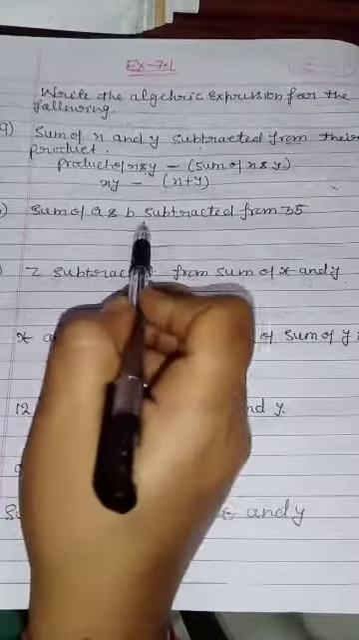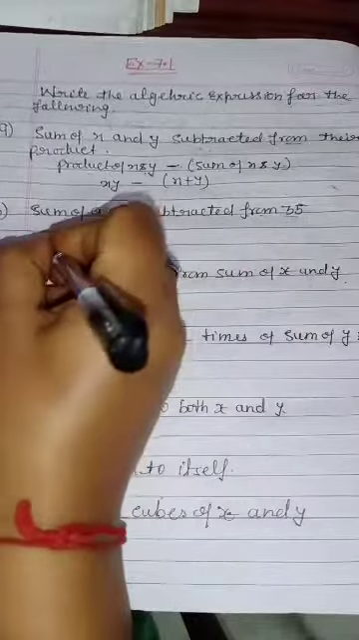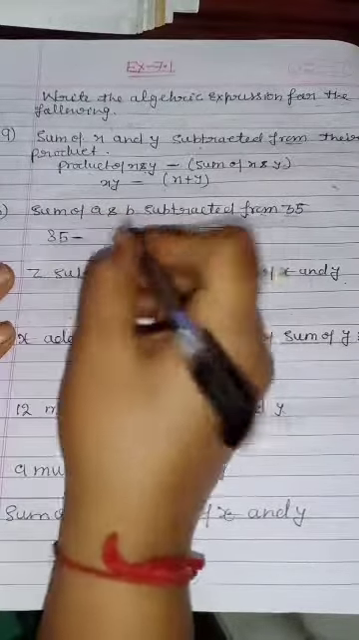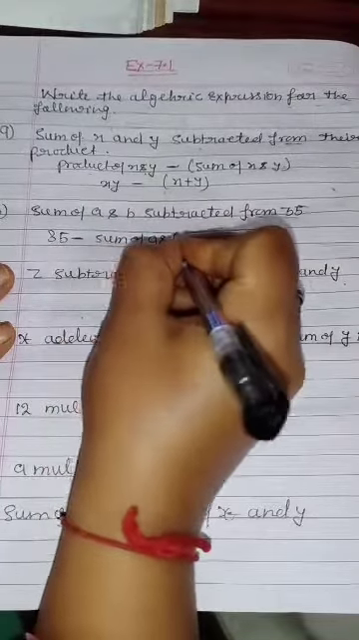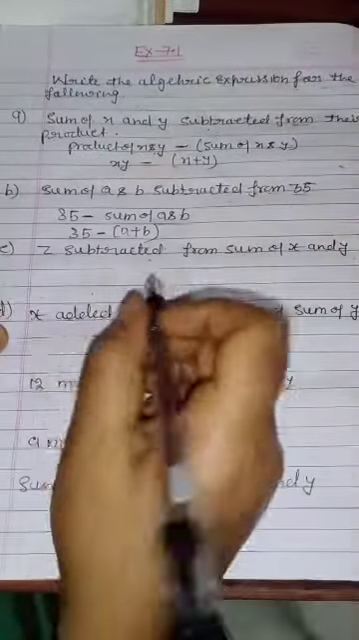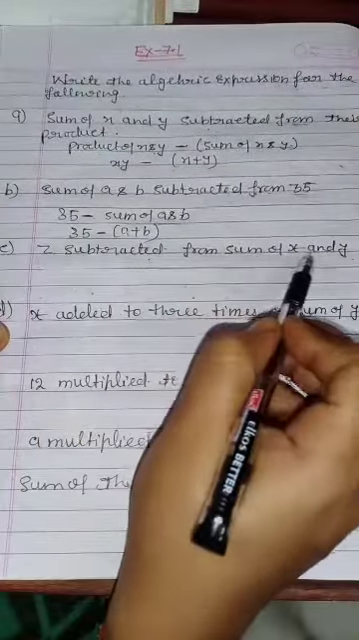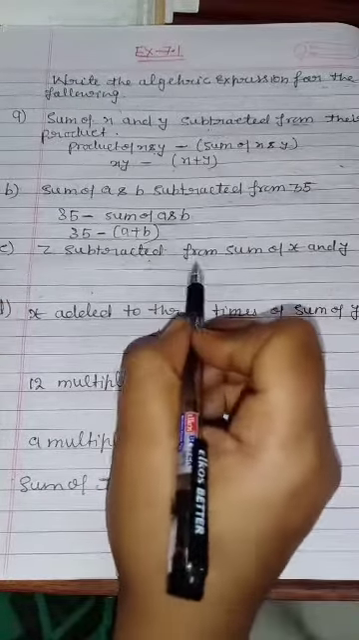Sum of a and b subtracted from 35. So what comes after 'from' will come first. So 35 minus the sum of a and b. How will you write it? 35 minus (a plus b). See, z subtracted from the sum of x and y. The sum of x and y, from which you are subtracting?